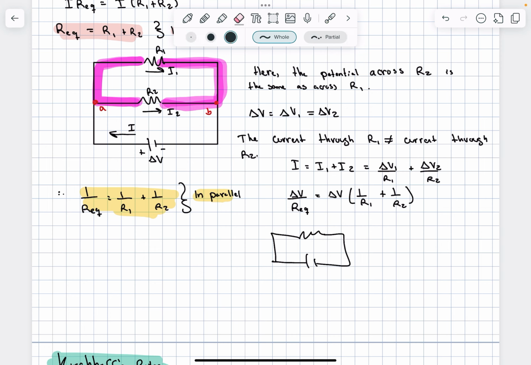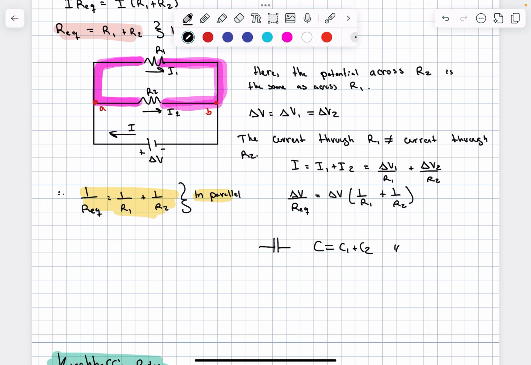We have already seen this before, but kind of in the opposite way. So remember when we had our capacitors, when they were in parallel, we actually had C is equal to C1 plus C2, right? That's different than this. They're kind of the opposite.